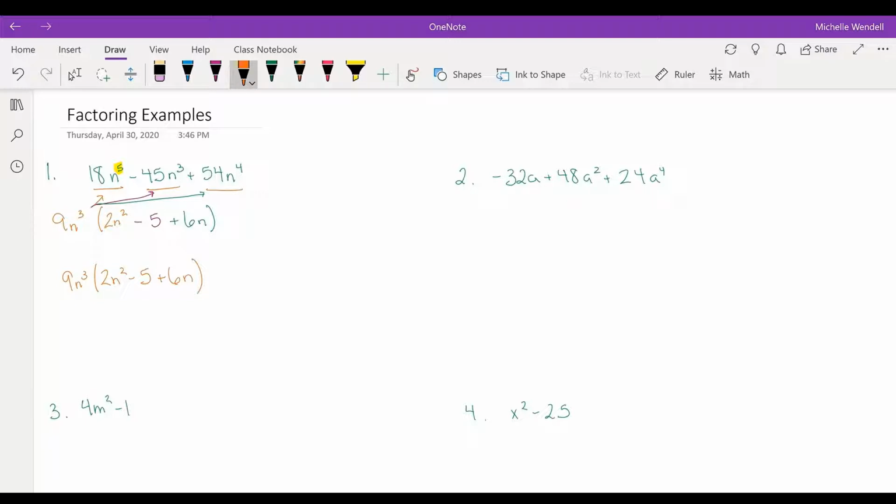That's fine. Alright, so if I look at the second one, I have negative 32a plus 48a squared plus 24a to the fourth. Again, this is a higher degree polynomial that I don't know how to solve, and so it's a good bet that I need to take out a common factor. So looking at all three of these terms, I see that I can take out an 8a from each term. That's going to leave me with negative 4 plus 6a plus 3a squared.